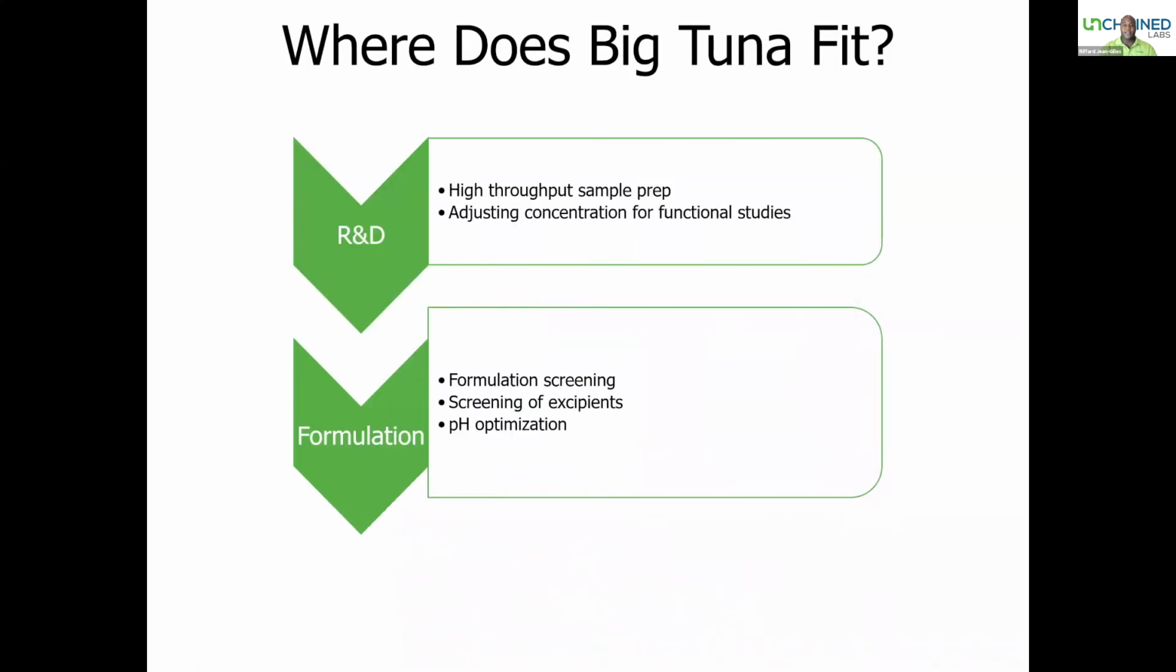So let's see exactly how the Big Tuna plays into that, right? So we talked about R&D, so early development for high throughput sample prep if you want. And so if you have multiple samples to screen into one buffer, right, that's something that we can do pretty easily. Or formulation screening where you have a small number of candidates that you want to exchange into multiple buffers. As we've seen, up to 96 conditions can be screened per run or per experiment.